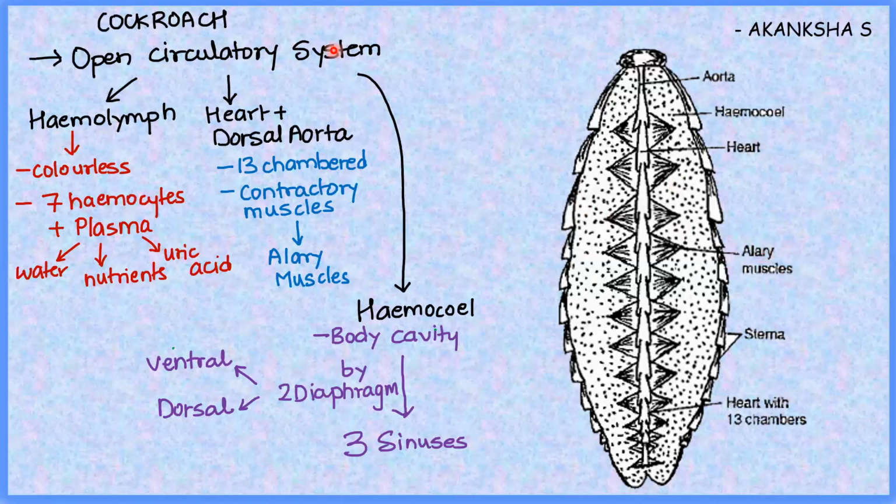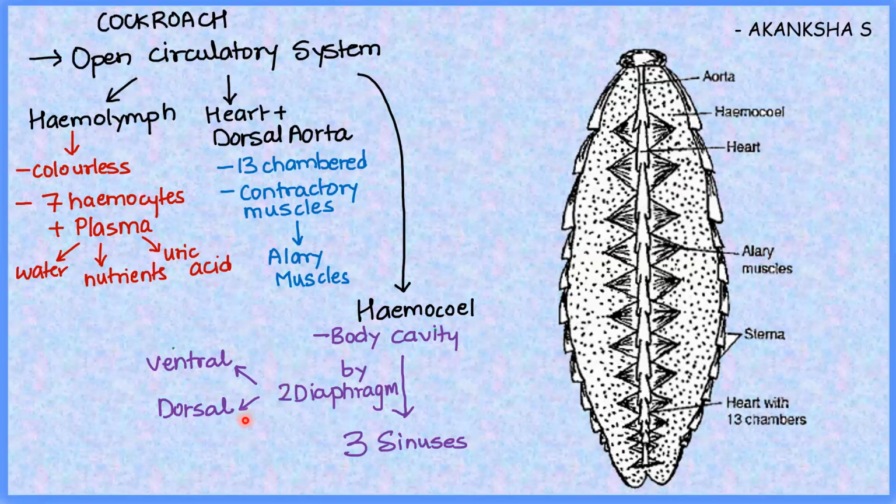The third part of the circulatory system is the hemocoel. Hemo refers to blood. Coel refers to cavity. Anytime you see the term coel, it means cavity. Now, the body cavity of the cockroach is divided by 2 diaphragms. We are going to look at the diaphragms in the upcoming slide.